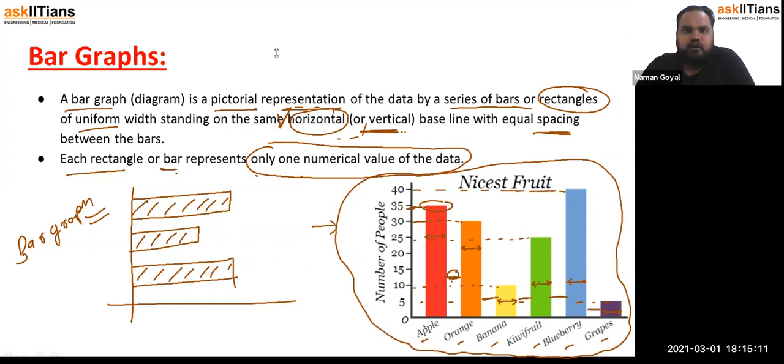How do you interpret it? Now see, if I ask how many people like blueberry, you can easily tell me, sir, 40 people like blueberry, because the length of the bar of blueberry is 40, right? So you can easily tell me like that. Okay. Now, if I ask how many people like banana, tell me. Tell me. 10, right? 10 people like banana, right?